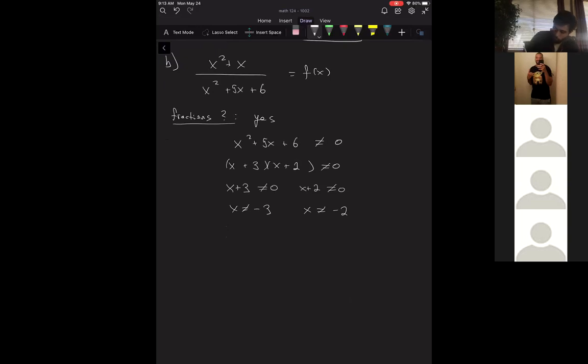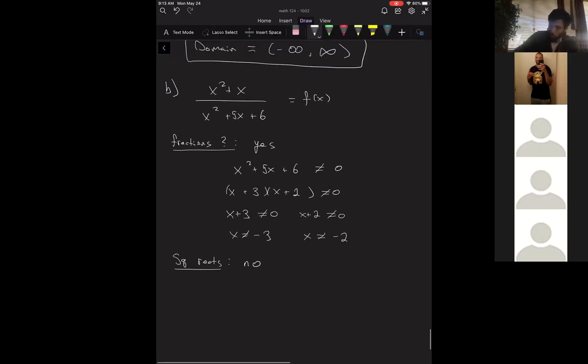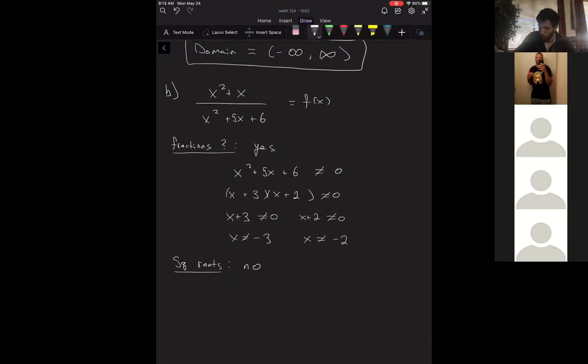Now let's talk about the square root problem. Are there square roots? And that answer is no. We look at the problem above, and there are no square roots. So the only issue is we had fractions, and if we set the bottom of the fraction equal to 0, the only issues we saw were x equals minus 3 and x equals minus 2. Whenever x is minus 3 or minus 2, the bottom of this fraction is going to be 0, and that's something we can't have.